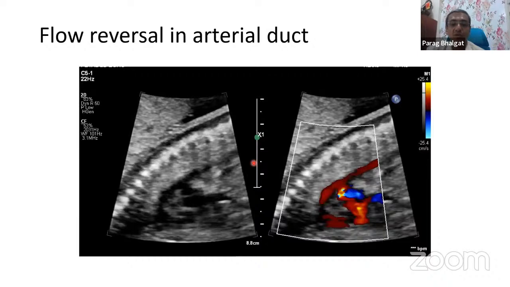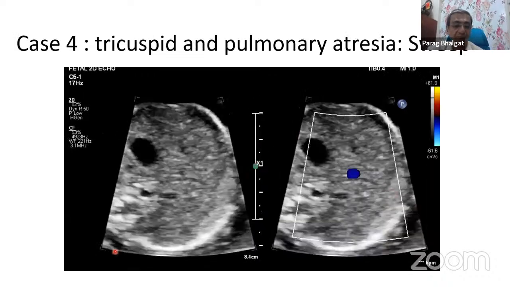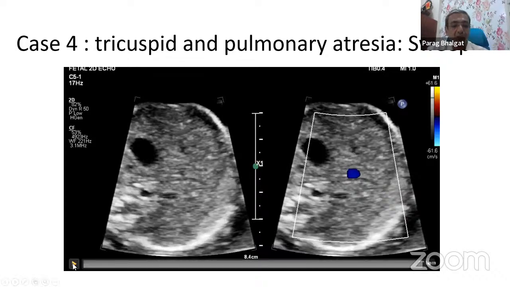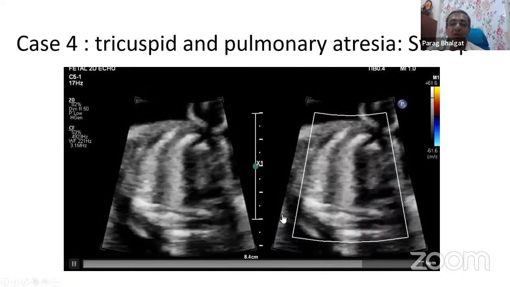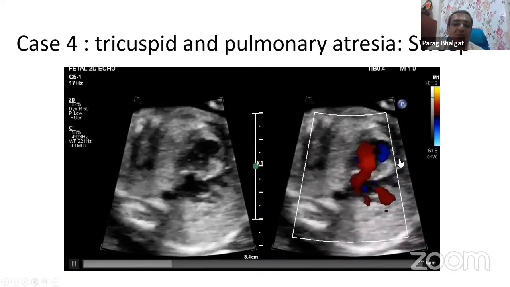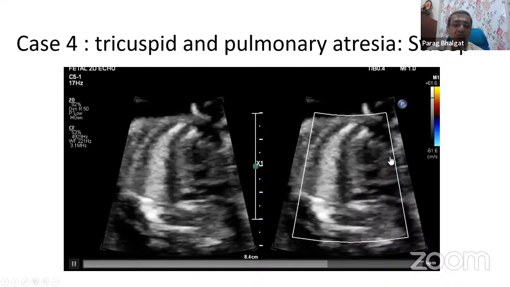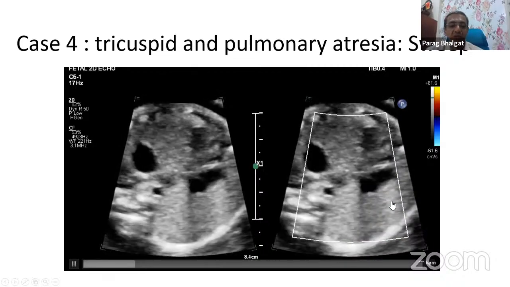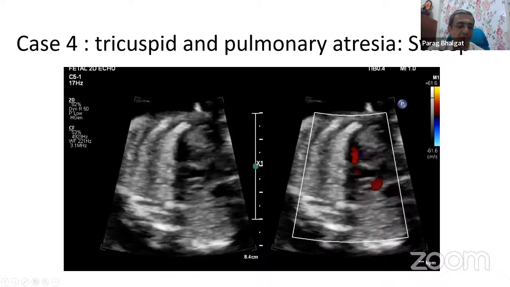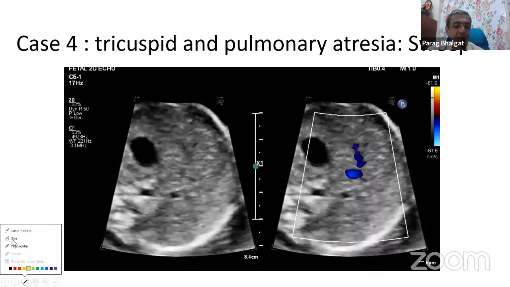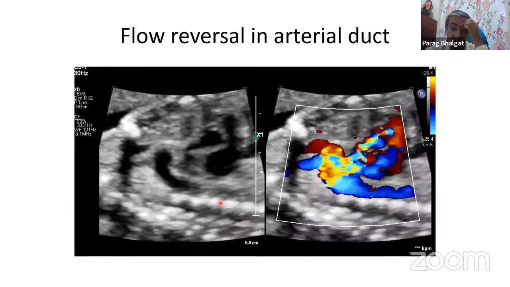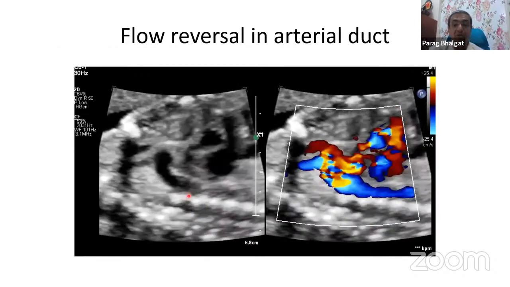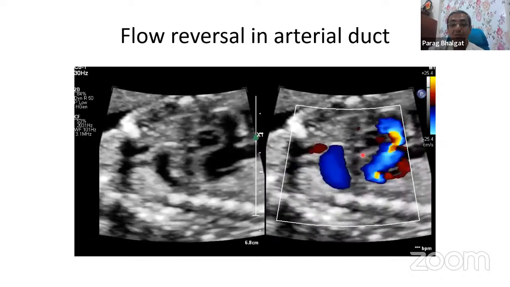Again, I'll show you there is no RVOT. There is no vessel coming. There is no RV per se, or very rudimentary. That's what I want to say in this. Coming to this now again, this is the arch and this is the flow reversal.